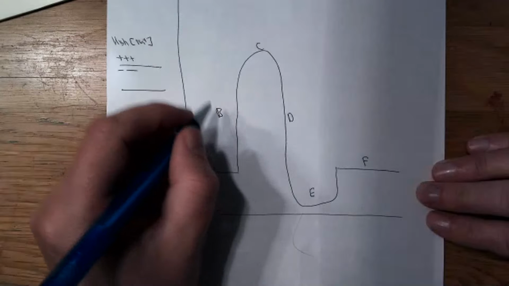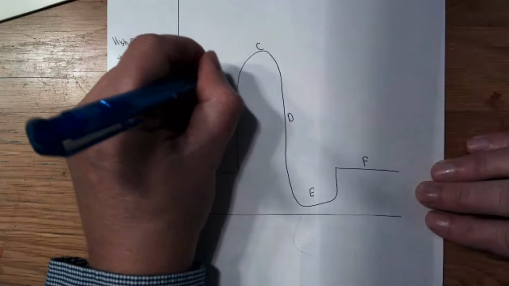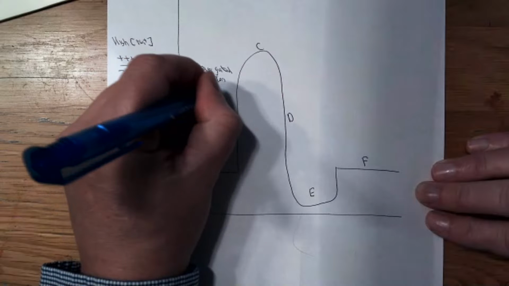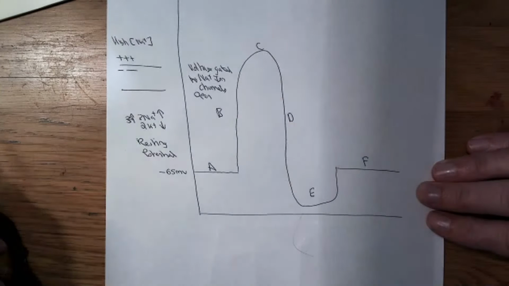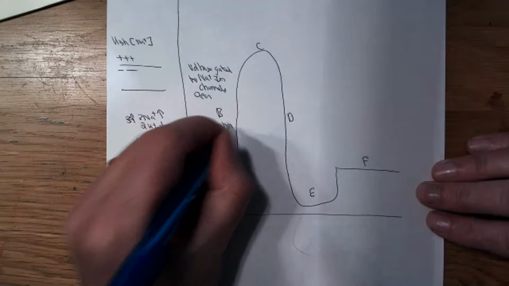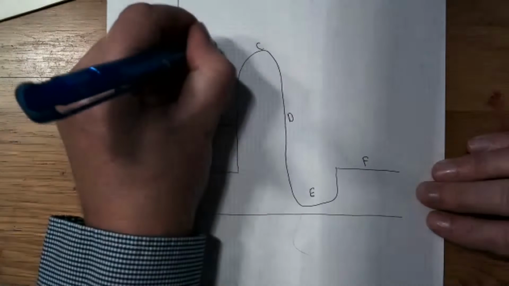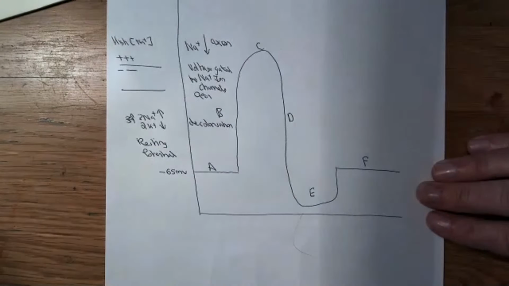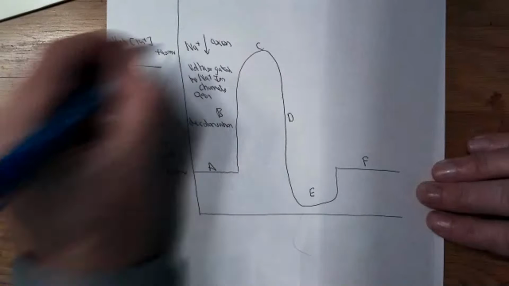At B, voltage gated sodium ion channels are open. I'm sure you're mentioning voltage gated, and that is called depolarization. And that's where sodium ions are moving in to the axon down the concentration gradient. And that happens until point C, which is plus 40 millivolts.